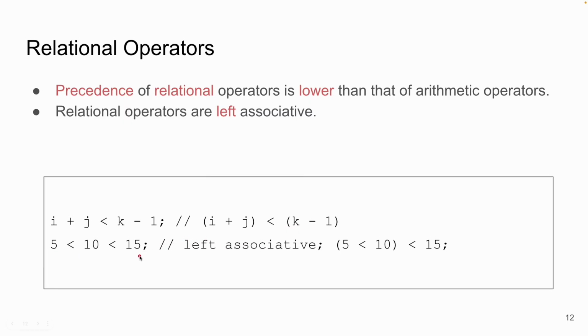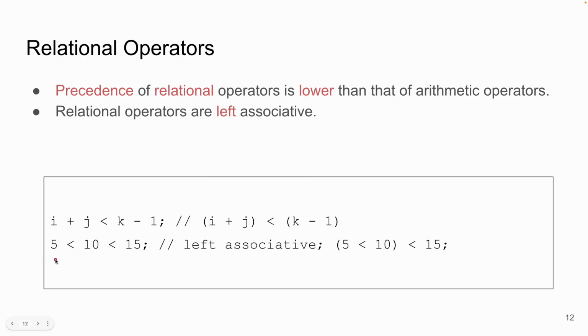And if we have something like this, you can see we have two less-than relational operators. We need to remember that relational operators are left associative, so we put the parentheses from left to right. This statement actually looks like this. This sub-expression will be evaluated first, and then we will evaluate this operator.